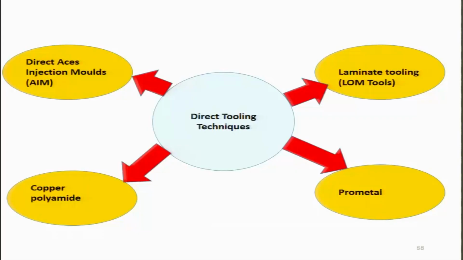There are many direct tooling techniques also. For example, this very famous direct access injection molding, we also know it better as AIM, or laminate tooling molds, or pro metals or copper polyimide molds. Let's look at some of these approaches. Particularly I would be more interested to describe this direct access injection mold.